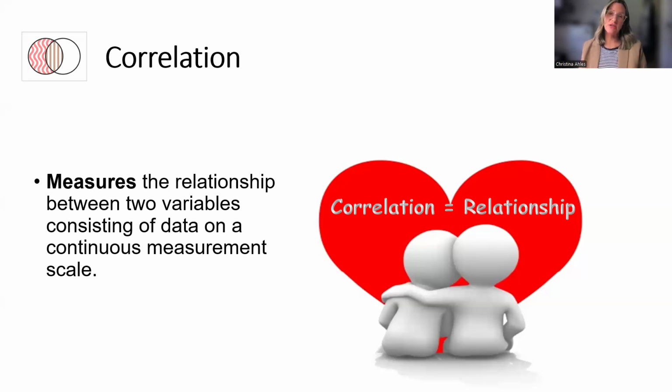And specifically, the two variables that we're going to be looking at using Pearson R correlation are two variables that are on a continuous measurement scale or a quantitative measurement scale. So it's very important that those variables are quantitative data.